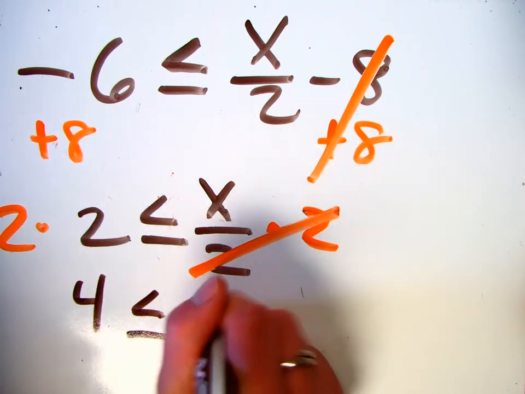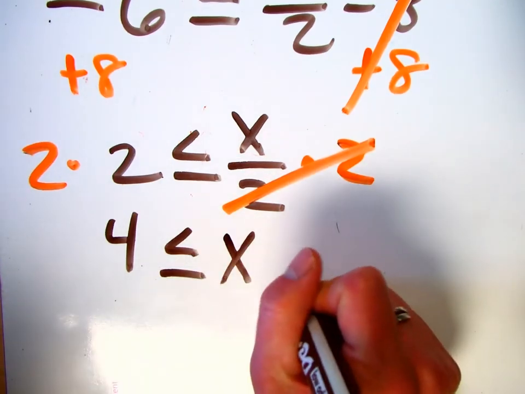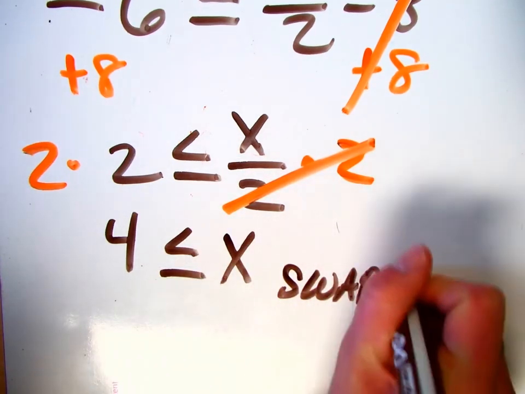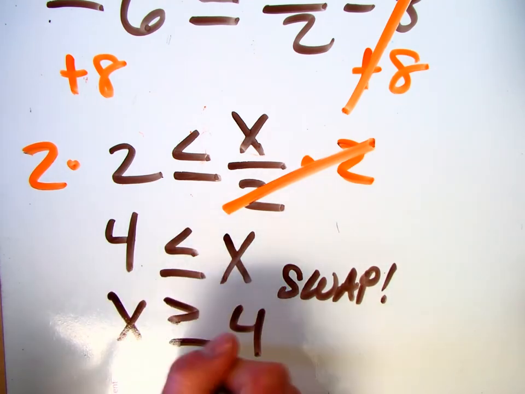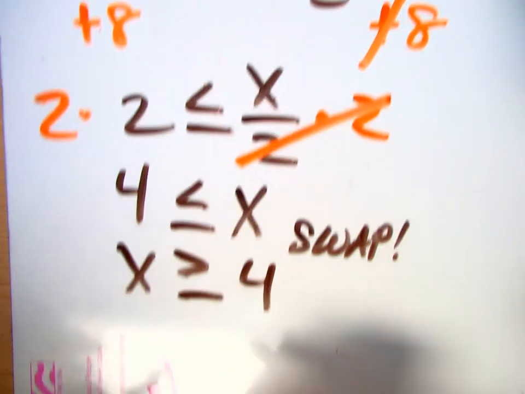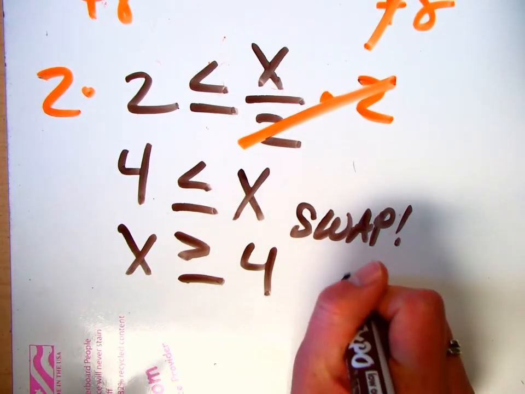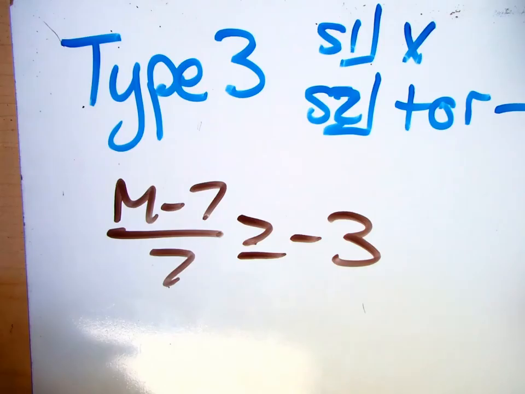Same direction still, x by itself, but uh-oh, it's backwards, so we're going to do a swap. Here's our swap. X comes first, numbers at the end, and the inequality symbol will change directions. To graph it, I will go closed circle over 4 and shade to the right.